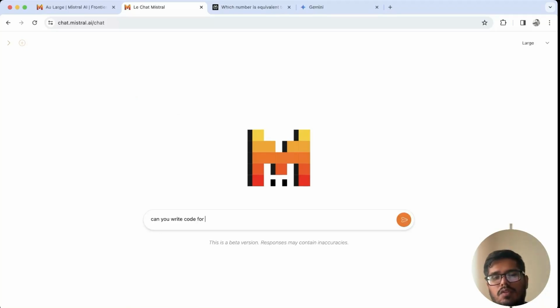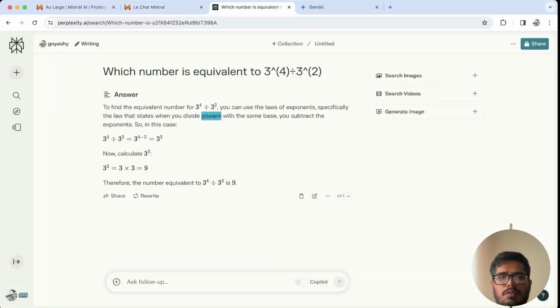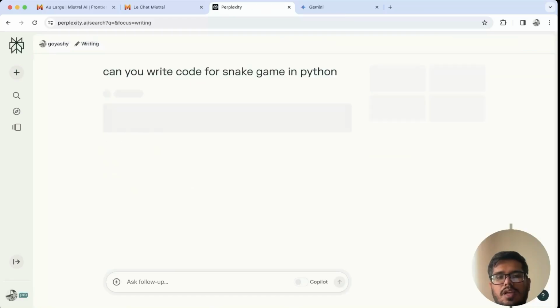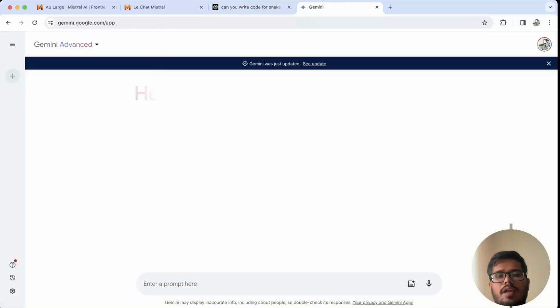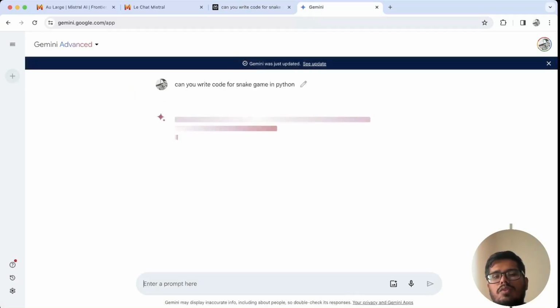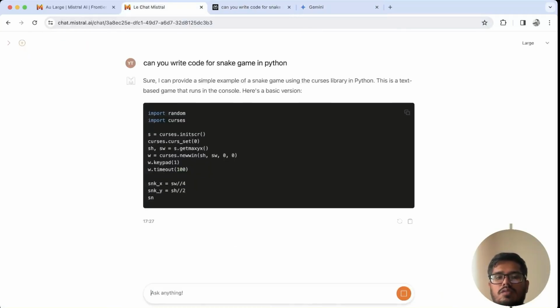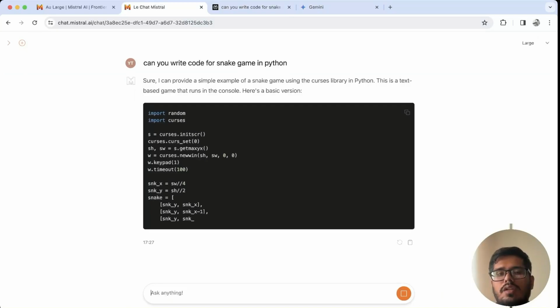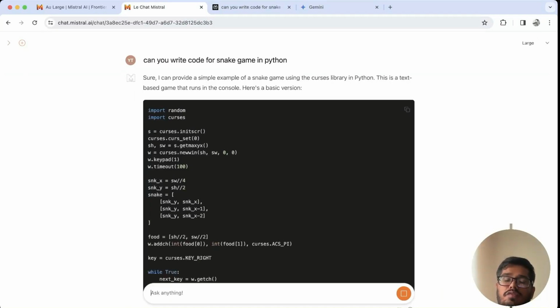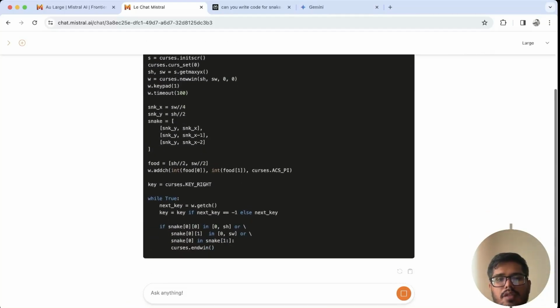Write code for snake game in Python. This is a classic Python problem, and I'm gonna feed this across GPT and Gemini as well, and we'll try to see if we can run the output generated by one of these models locally to see if what's generated does actually work, right? So it's generating the output here.